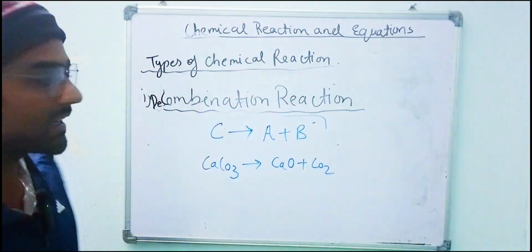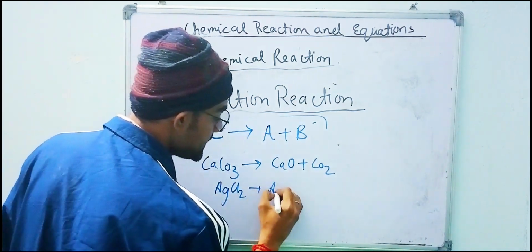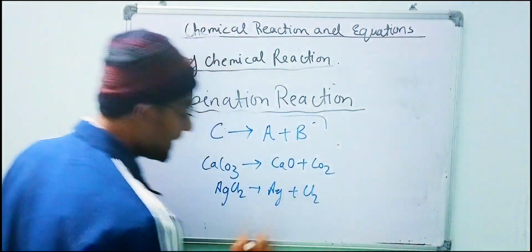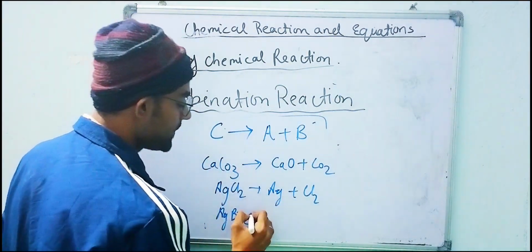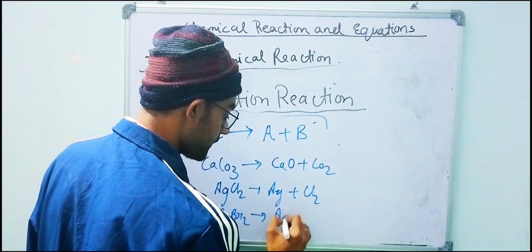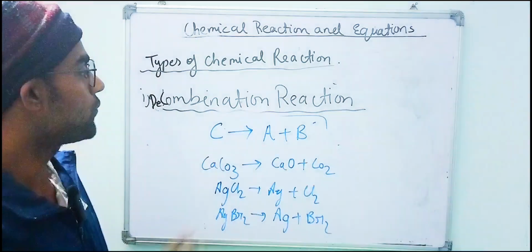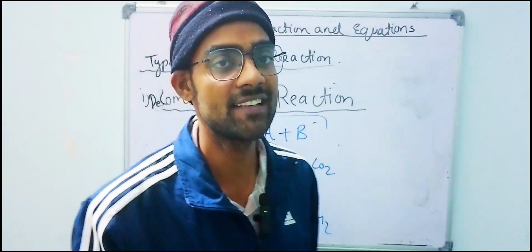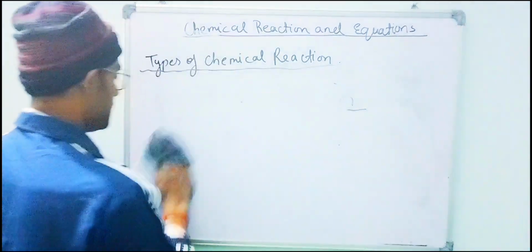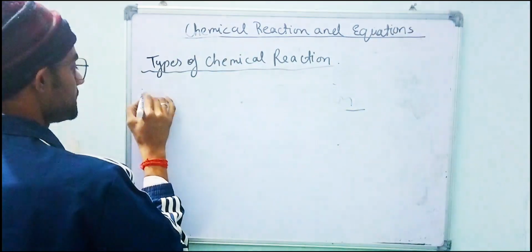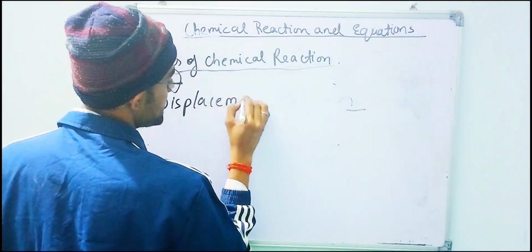So this is an example of a decomposition reaction. And we can also take the example of silver chloride, which gives Ag plus Cl2, and silver bromide, which gives Ag plus Br2. So this is a decomposition reaction. And now we will discuss the third type of reaction, that is displacement reaction. Write down the third point, displacement reaction.